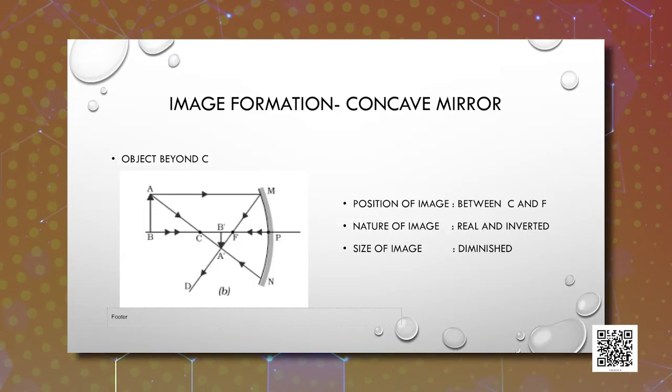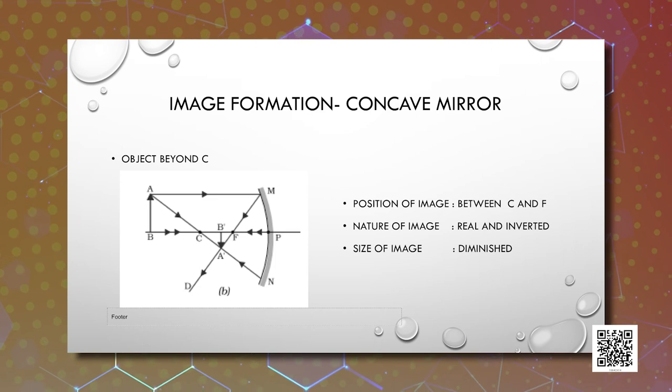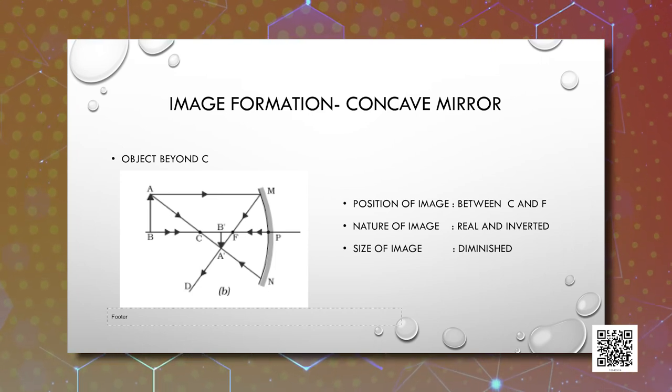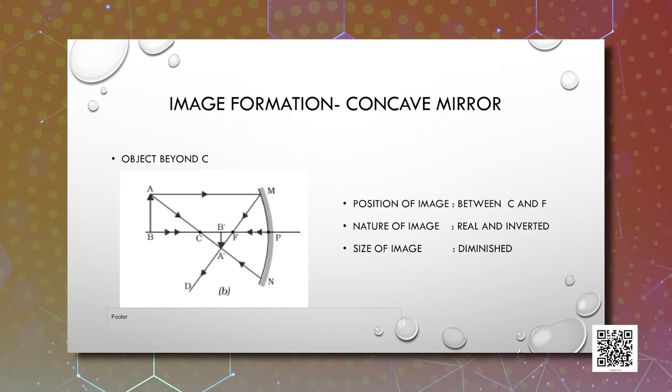We will now try to frame images using concave mirrors. Let us consider the object to be placed at infinity. The light rays incident from infinity can be shown with the help of a parallel beam of rays. As you could see in the diagram, the rays will converge at the focus, forming a real, inverted, and highly diminished image on the screen.